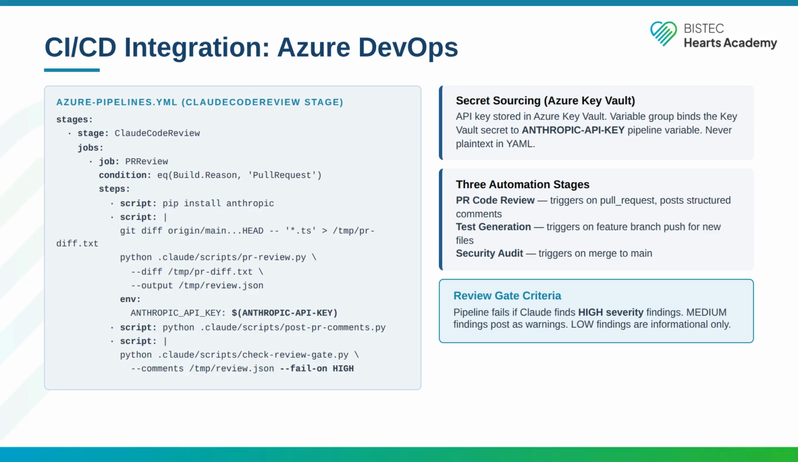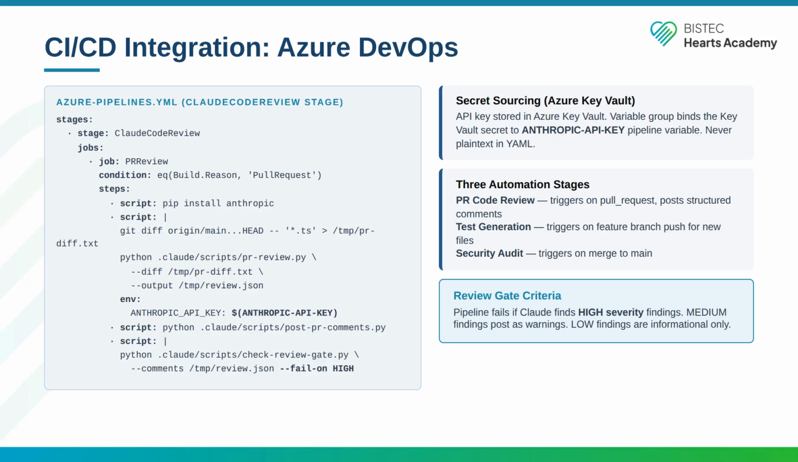the diff and the prior review skills instructions. The output is a structured JSON file containing review findings with severity levels, line numbers, and recommendations. Second, post_comments.py takes those findings and posts them as comments directly on the pull request via the Azure DevOps API. Third, check review gate. It reads the findings and fails the build if any high severity items exist.